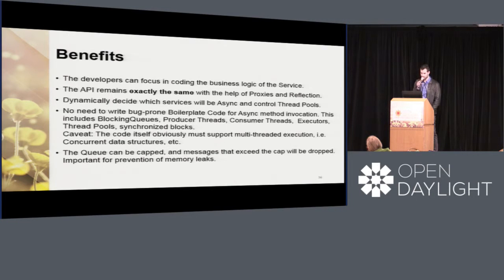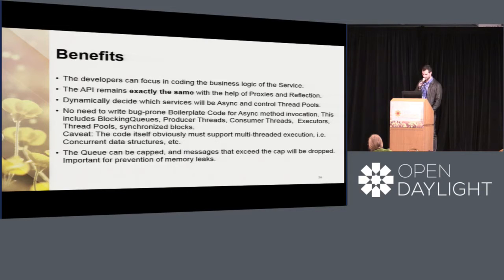The developer didn't need to write any bug-prone boilerplate code for async method invocation, right? Usually, if you wanted to do what I just illustrated here, you would have to write a queue and put the message inside the queue, and you'd have to create some consumer threads. They would be pulling the queue, maybe write some synchronized block. This is kind of boilerplate code, right? If you want to convert a method call to an asynchronous method call.